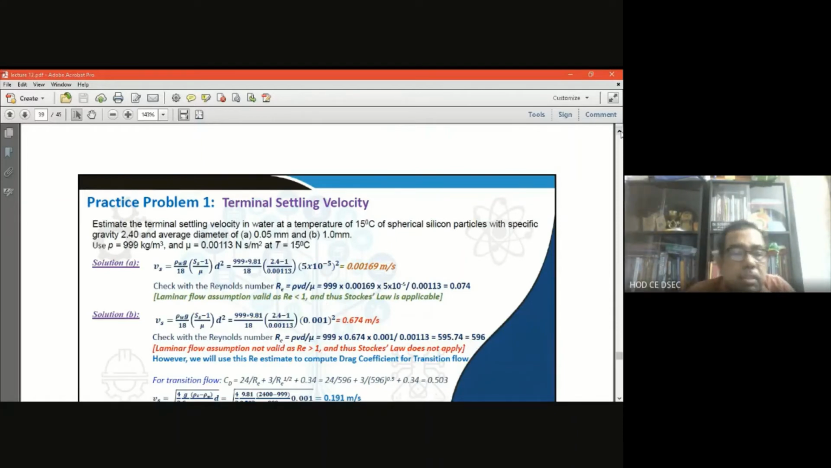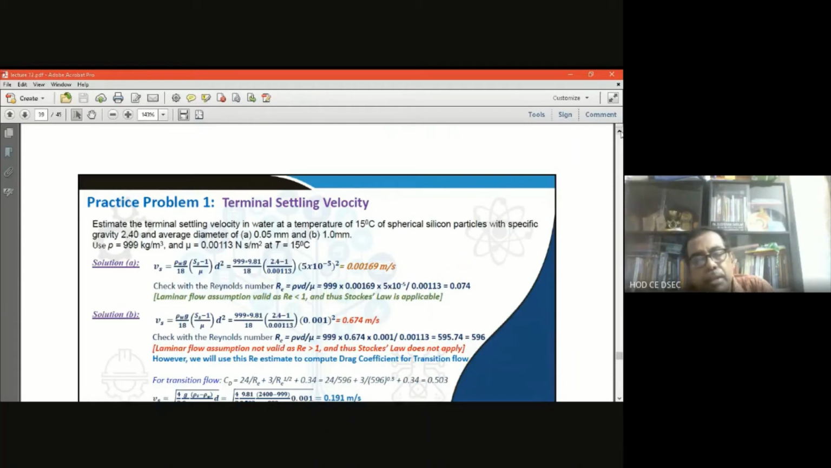So in both cases you have to find out the settling velocity, given that the density of water is 999 kg per meter cube, and the viscosity of the water is given as 0.00113 Newton second per meter square at 15 degrees centigrade. So first we'll apply the Stokes law. What is the Stokes law? Vs equal to rho g by 18 into (Ss minus 1) by mu into D square.